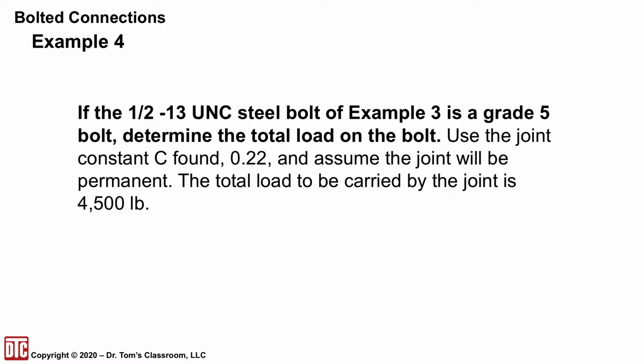Okay, now suppose in this particular problem, this bolt of example 3 is a grade 5 bolt. Determine its total load on the bolt. So we're going to use the joint constant that we just found, 0.22, and we're going to assume the joint will be a permanent joint. The external load is 4,500 pounds.